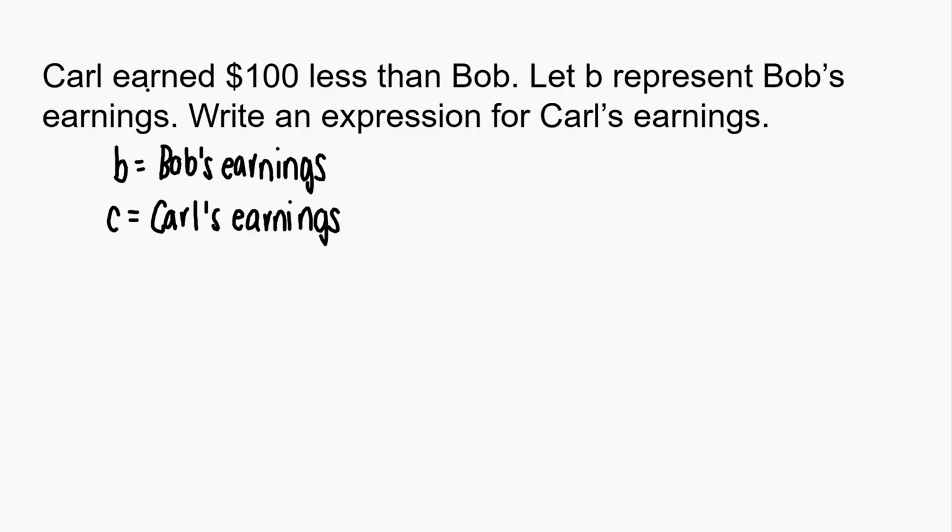Here we have Carl earned $100 less than Bob. And we know less than implies subtraction. So here we get C equals B minus 100. Since Carl earned $100 less than Bob, we have to subtract 100 from Bob's earnings to get Carl's earnings. So this translates into C equals B minus 100.